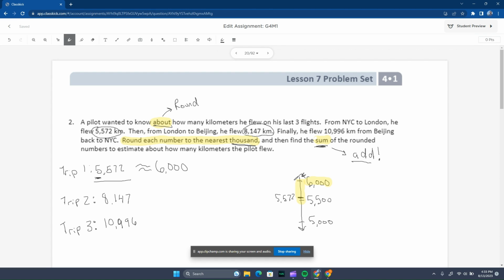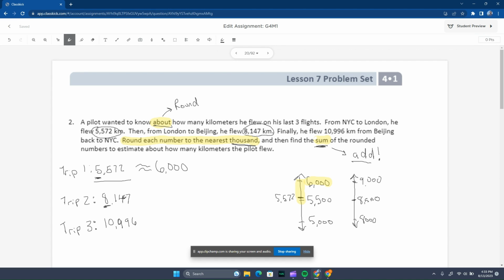Let's try another vertical number line over here for trip 2. And I have 8,174. So again, identify that digit in your thousands place, which is an 8. So this 8,000 is going to be my low number. What is the next thousand after that? It will be my high number, which is 9,000. And halfway between 8,000 and 9,000 is 8,000, but with those 5 extra hundreds, 500.